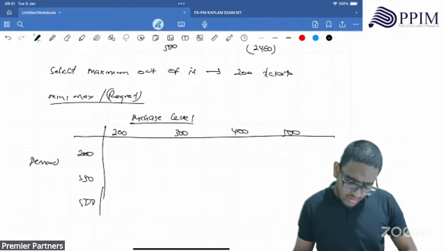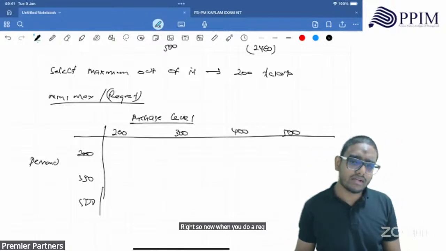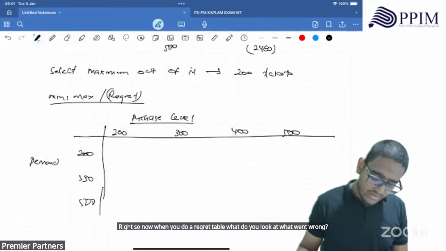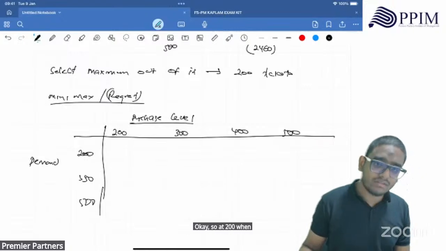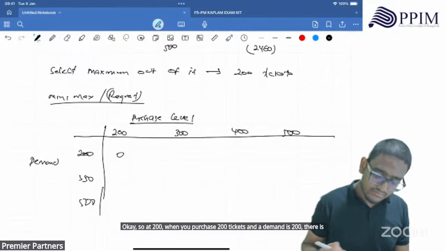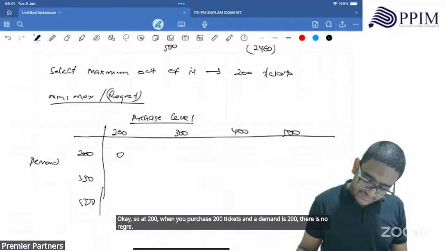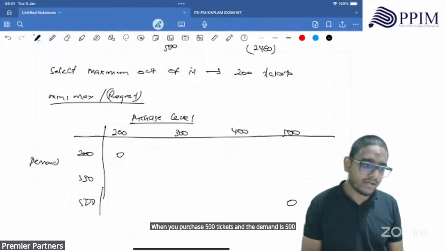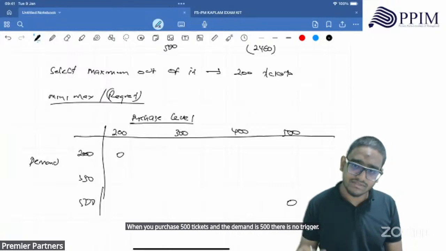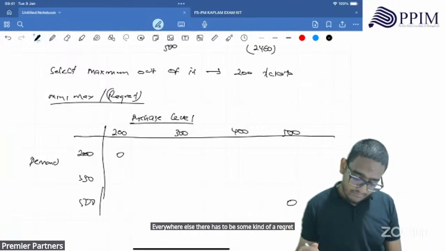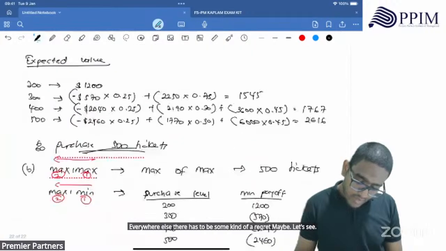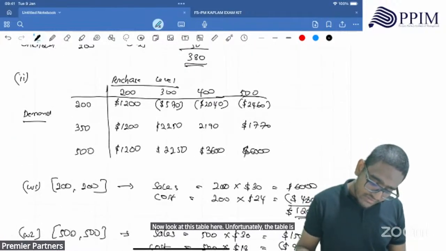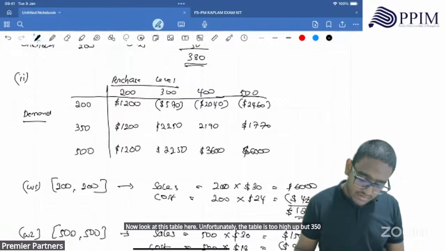Right. So now, when you do a regret table, what do you look at? What went wrong? Okay. So at 200, when you purchase 200 tickets and a demand is 200, there is no regret. When you purchase 500 tickets and the demand is 500, there is no regret. Everywhere else, there has to be some kind of a regret. Maybe. Let's see. Now, look at this table here. Unfortunately, the table is too high up, but 350. Now, let's take the demand to 200.